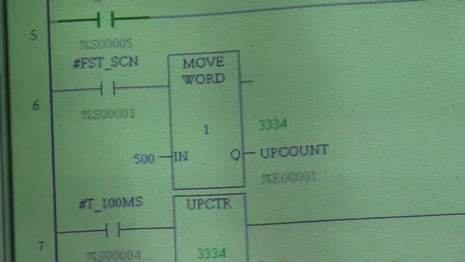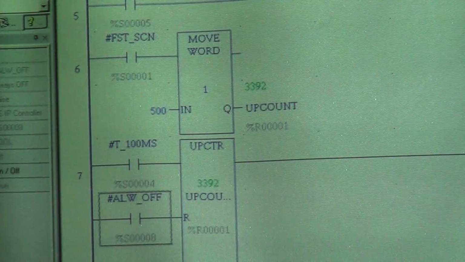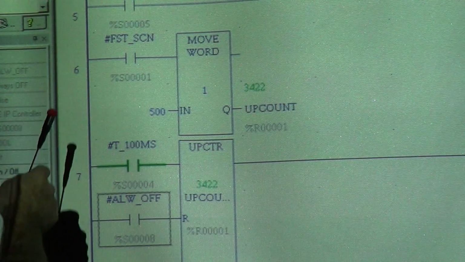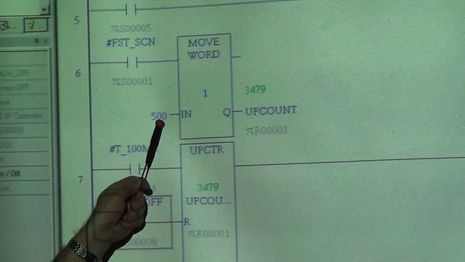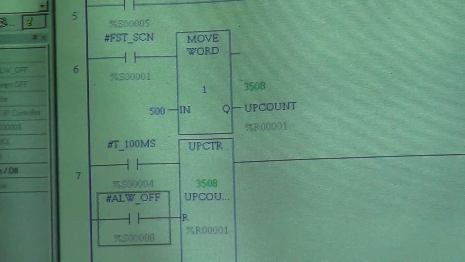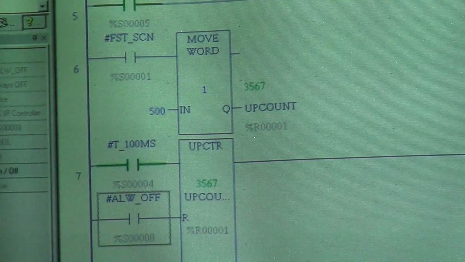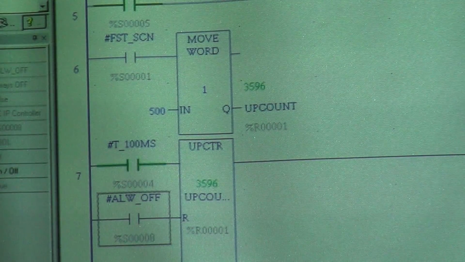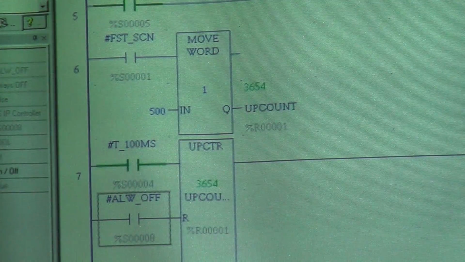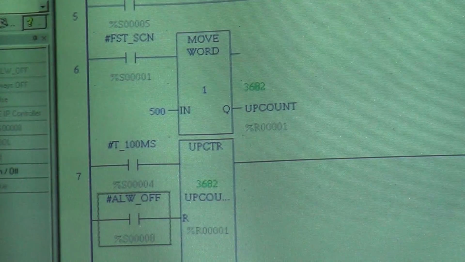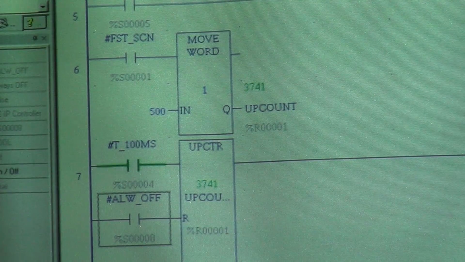Now I did a little something over here. I've got first scan, and in this case, if it's the first scan, I want to take the constant value 500 and load it up into my up counter. And the up counter will start counting on my first scan from 500. Not 0, not anything else. It'll take it, load 500 into the CV and start counting. Right now you can see this is incrementing every 100 milliseconds. It's incrementing, okay, and keeps counting, counting, counting.